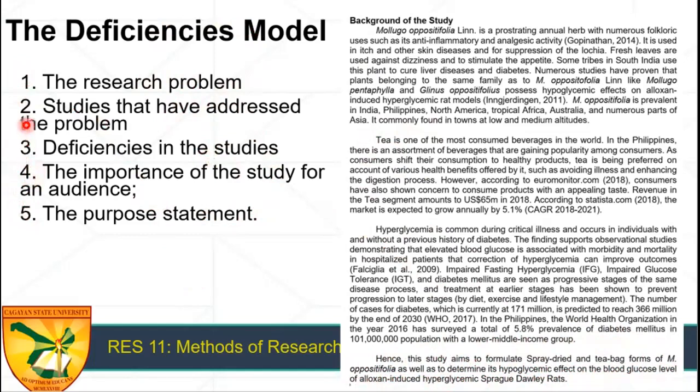It could be 1, 2, 3, 4, 5. But normally the purpose statement is at the last part. So this could also be compared to your four element model. You have here the known, the studies that have addressed the problems, the research problem; deficiencies in the studies is the unknown; importance of the study and purpose of the study is already the hence part.